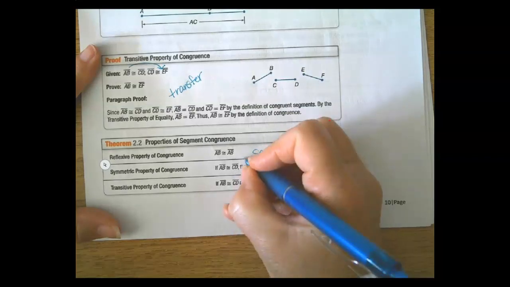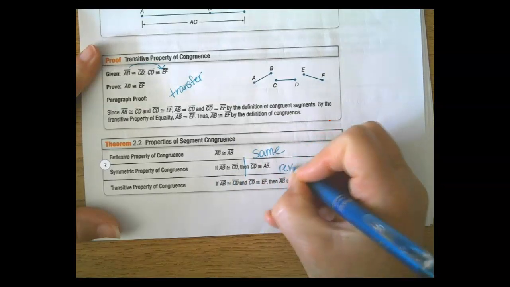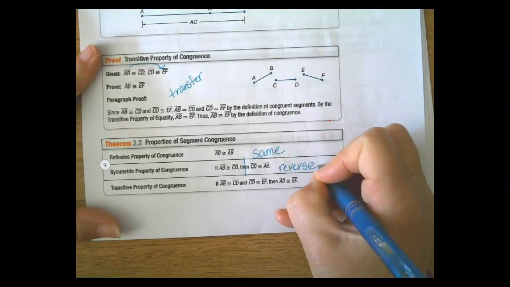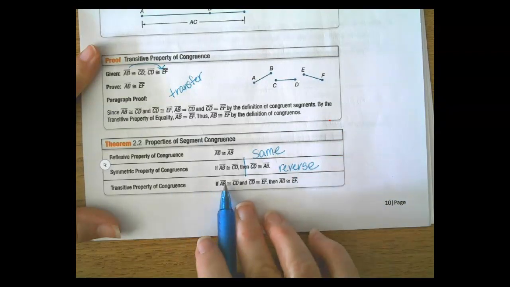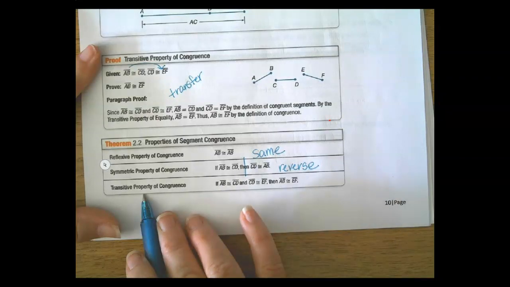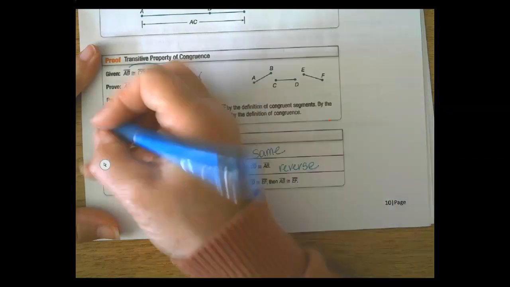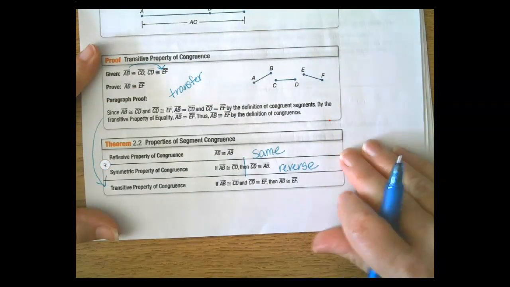Symmetrical, again, if I put a line here, this side is symmetrical to this side, it's reversed. The transitive, we just kind of talked about this, but we're talking about, do they have the same thing? Yep, transitive property of congruence, that's up here. We've already talked about that. So that's another bigger visual for that one.